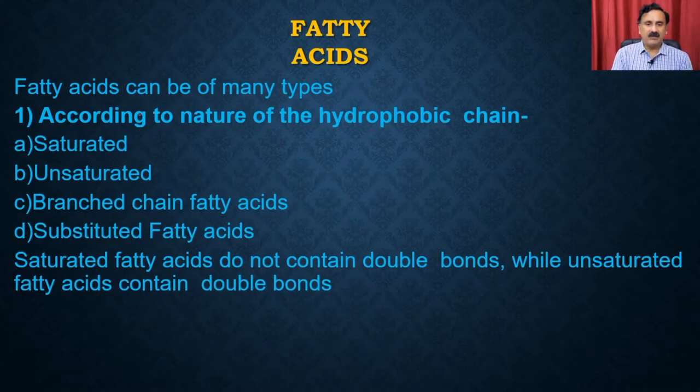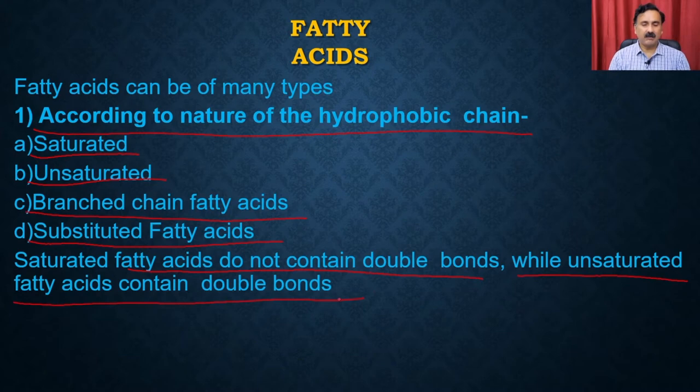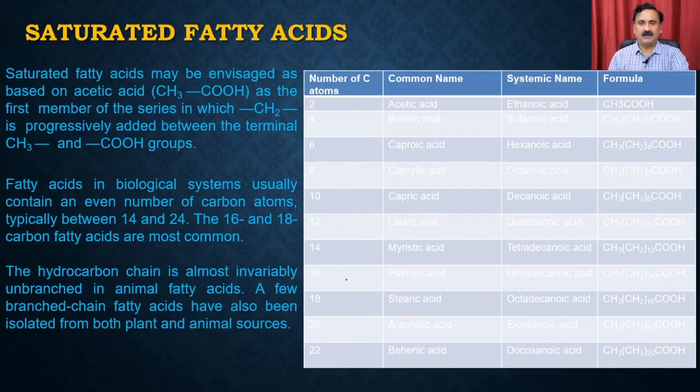Fatty acids can be of many types. According to the nature of the hydrophobic chain, it can be saturated or unsaturated, or branched-chain fatty acids, or substituted fatty acids. Saturated fatty acids do not contain a double bond, whereas unsaturated fatty acids contain double bonds. These are examples of the saturated fatty acids.